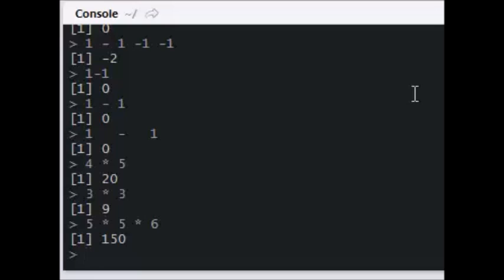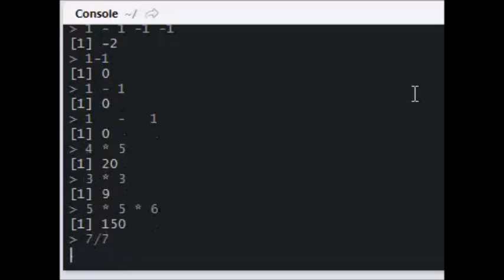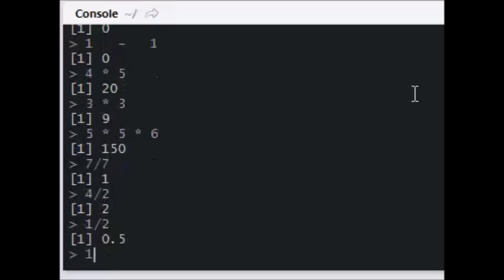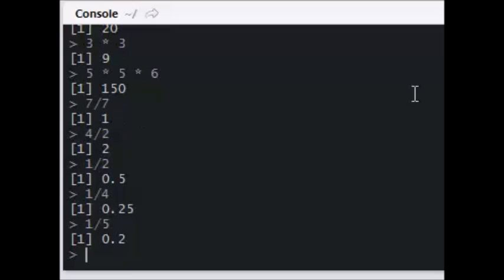Okay, and the last operation is division. So let's do 7 divided by 7, and we get 1. And you'll notice we use the forward slash to perform division. We could also do 4 divided by 2, and we get 2. We could do 1 divided by 2, 1 divided by 4, 1 divided by 5. You know, we could really do anything we want.